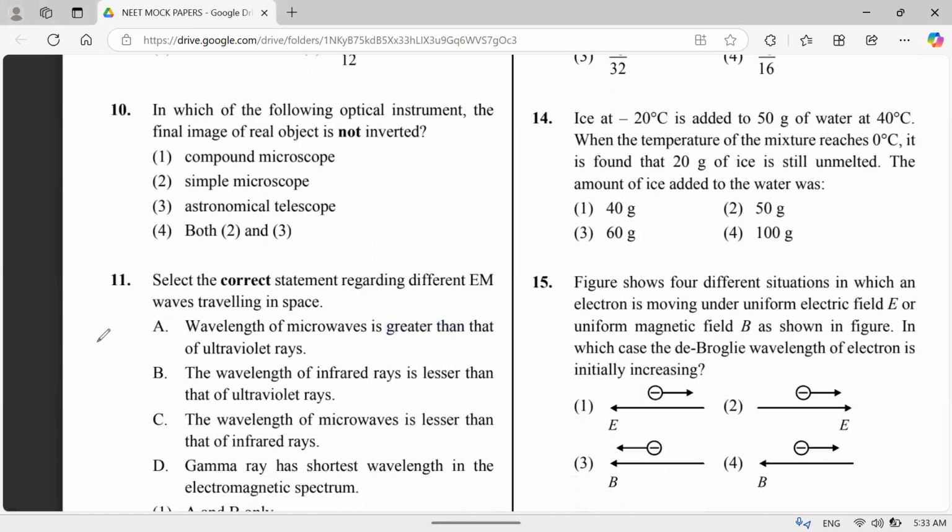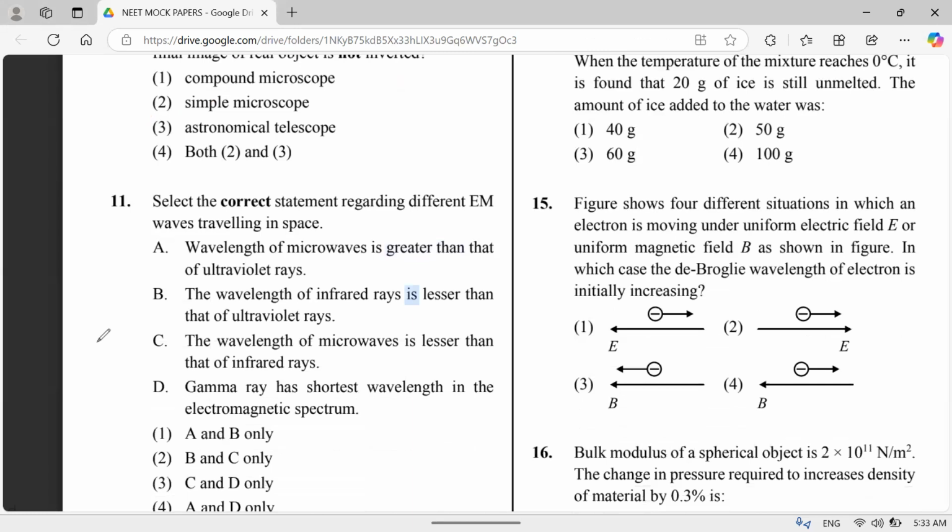Select the correct statement regarding the electromagnetic wave traveling in space. Wavelength of the microwaves is greater than that of ultraviolet. Wavelength of infrared rays is lesser than that of ultraviolet. Wavelength of microwave is lesser than that of infrared. Gamma rays have the shortest wavelength in the electromagnetic spectrum. What will be the answer?